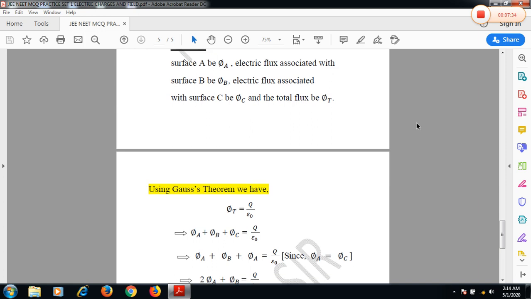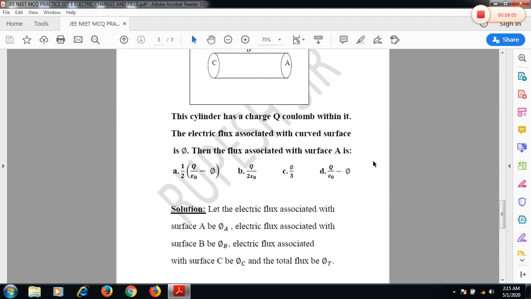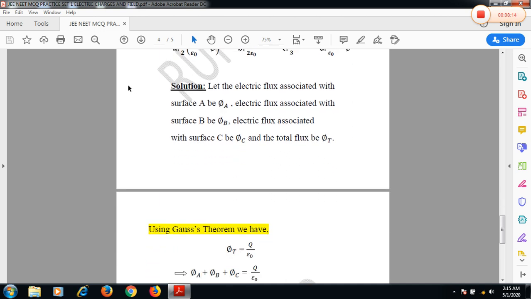Using Gauss's theorem, we have the total electric flux, phi T, equals to the charge enclosed divided by epsilon naught, right? We know Gauss's theorem. So we are applying that, and we have phi A plus phi B plus phi C equals to Q by epsilon naught, that is the total electric flux emerging out of the three surfaces. Since phi A equals to phi C, that is, the flux emerging out of the two flat surfaces is the same.